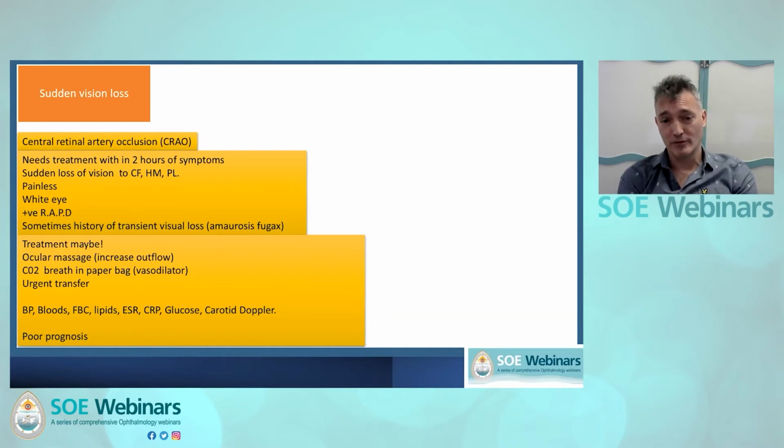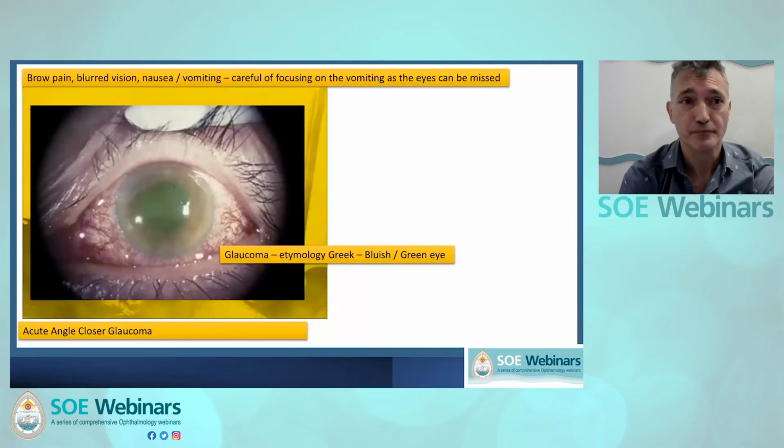Prognosis is often very poor with these patients, but what's more important is the systemic condition. Why has this happened? Are they going to have a stroke? Check the blood pressure, check the bloods, and carotid Doppler maybe. It's a very poor prognosis though.